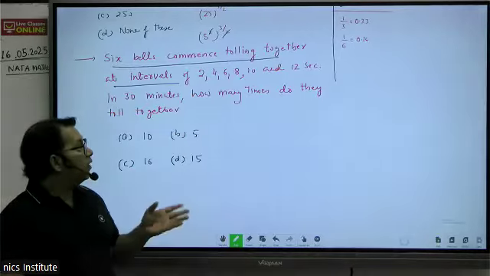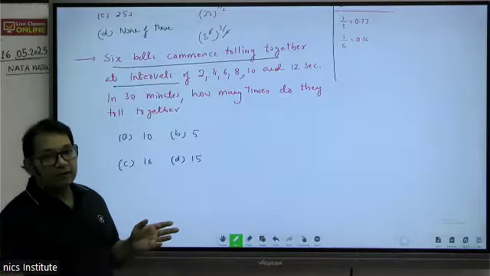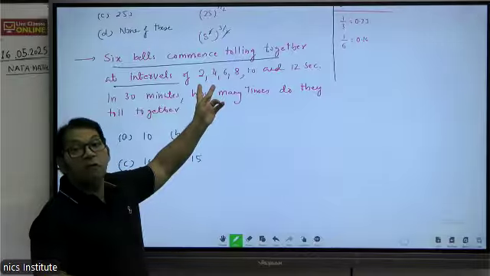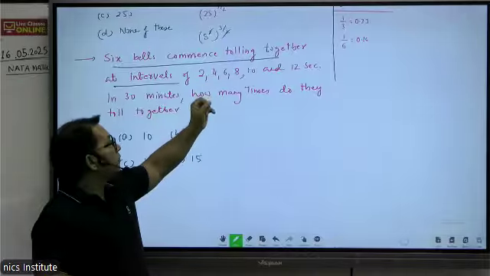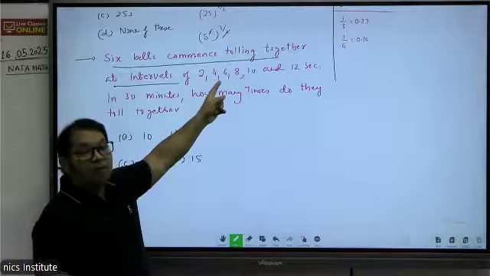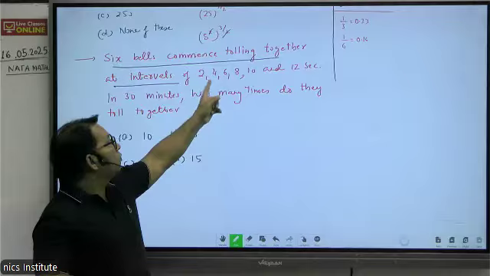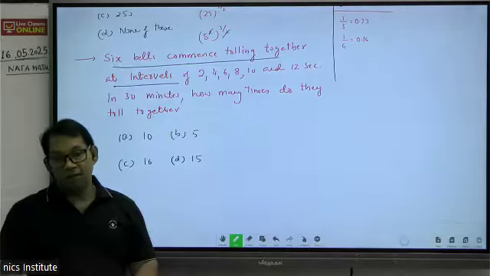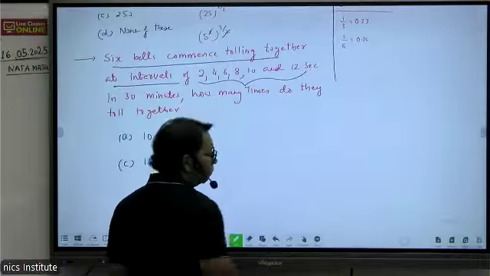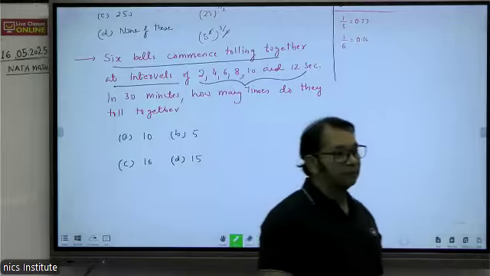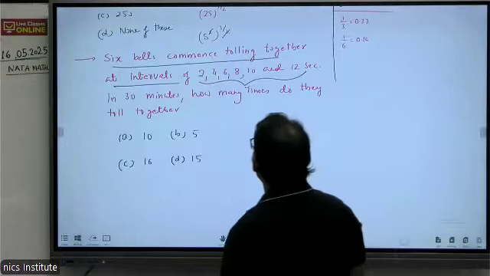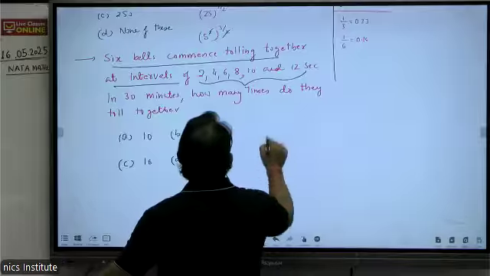Because one bell is sounding at 2 seconds, another at 4 seconds. So if I take only the first two bells, they will sound together at 4 seconds, where the LCM is 4. If I take these three, they will sound together at 12 seconds because the LCM of 2, 4, and 6 is 12. So you can first find the LCM of all this. Look, what is the LCM? So 120. 120 is LCM.